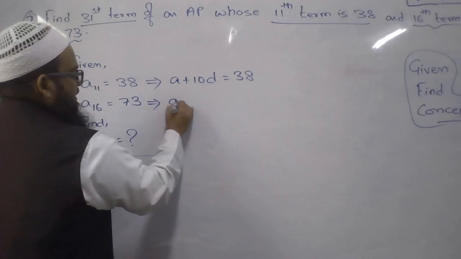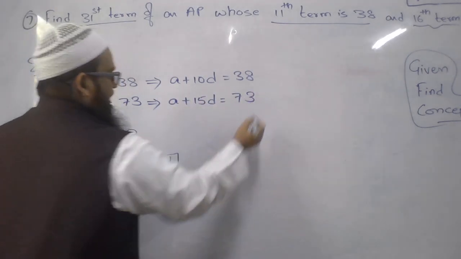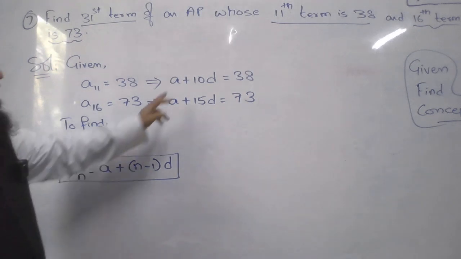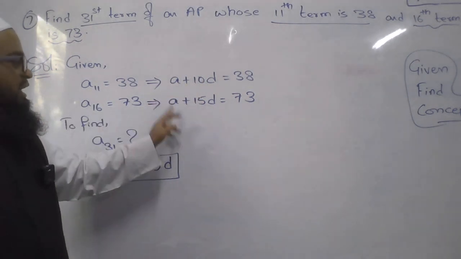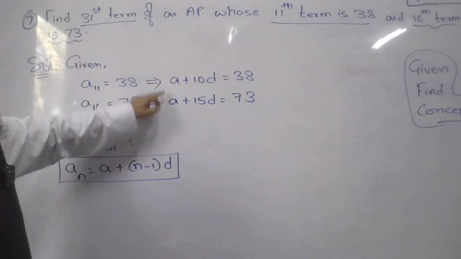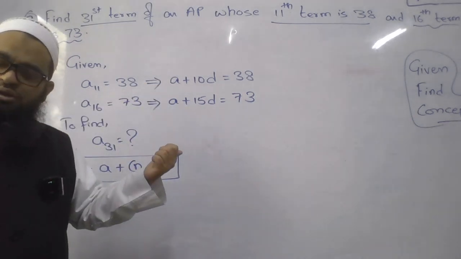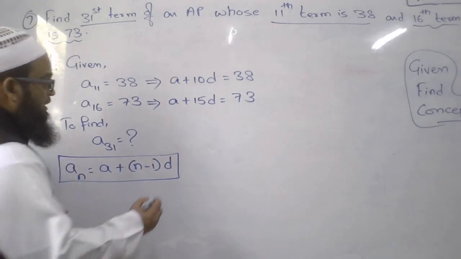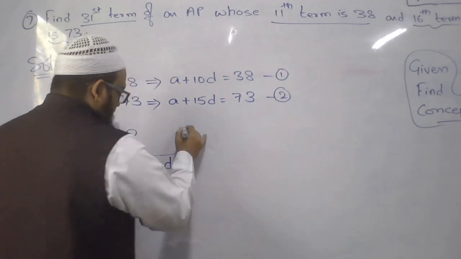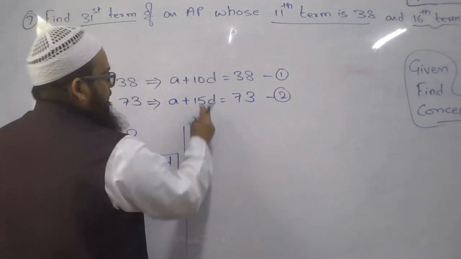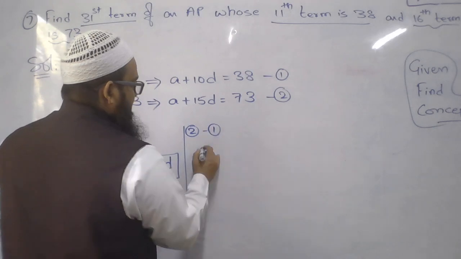Now the next one, A16. What is A16? a plus 15d is equal to 73. So now what do these two form? They form a linear equation in two variables, a and d, and we have the coefficients of one of the variables equal. So can we use the elimination method? Yes. Let us subtract. Which one is bigger? The second one is bigger, so subtract the first one from the second one.